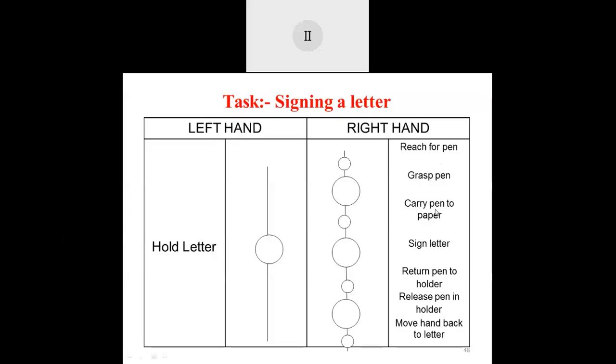Then we need to carry the pen to the paper. After carrying the pen, we need to take it close to the paper. Then signing the letter. Then the next operation is return pen to holder. After signing is over, we'll take it back to the holder. Then release the pen in the holder. After going to the hold position, we need to release the pen. Then again, we will take our right hand back to the letter.